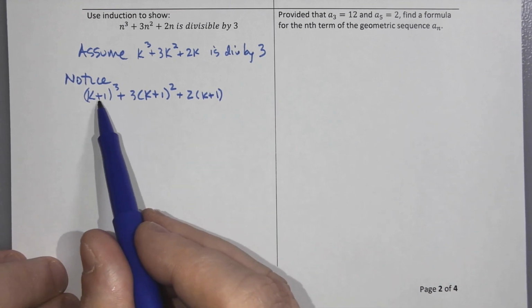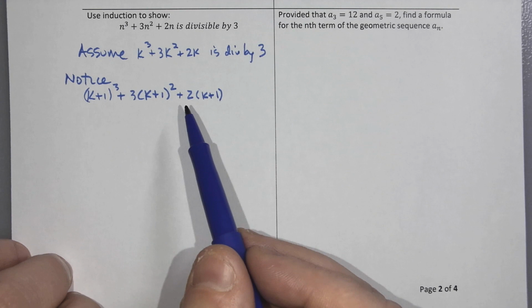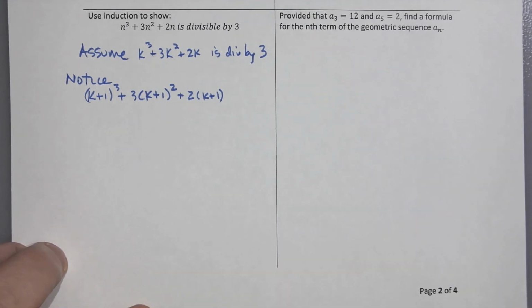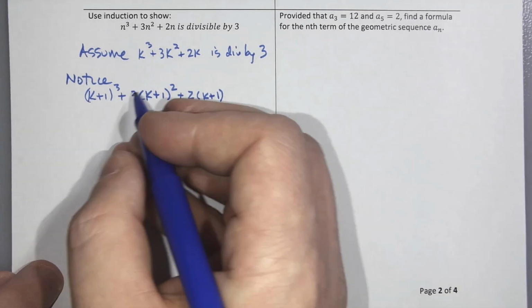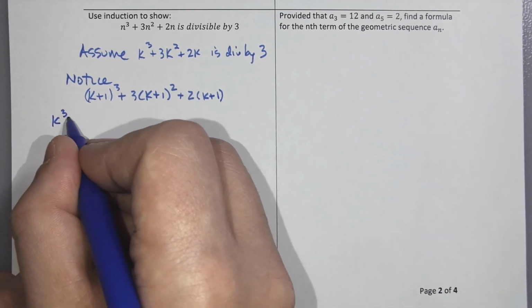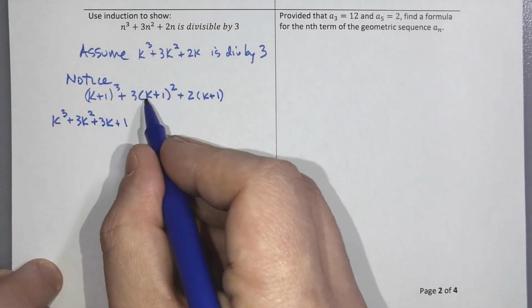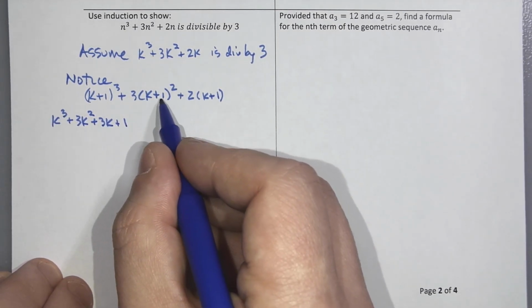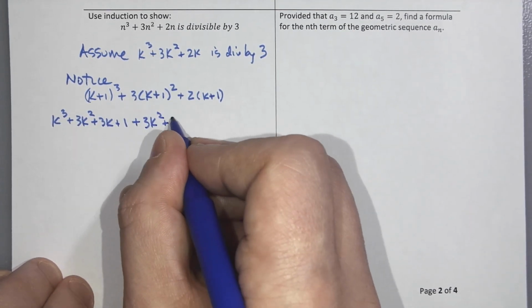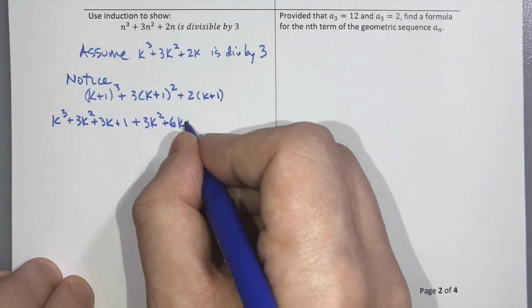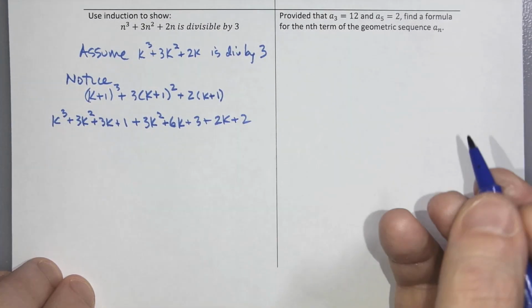Normally I would try to look for some strategic way to factor out a k plus 1 and see if I can get something cute out of this. But since we're in a lesson on the binomial theorem anyway, I'm just going to expand this with the binomial theorem. So k plus 1 cubed is k cubed plus 3k squared plus 3k plus 1. This would be a k squared plus 2k plus 1, but then tripled. So I'll put a 3k squared and a 6k and a 3, and then that's just a distributive property, which is a 2k plus a 2, right?